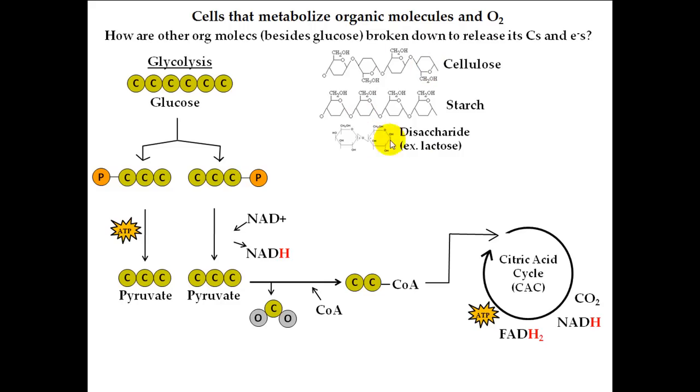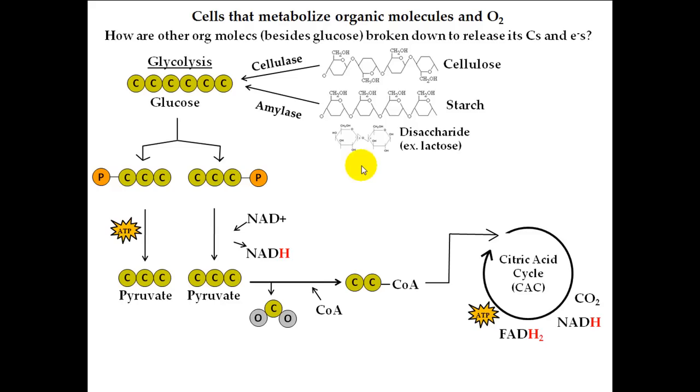So what we're saying here is that if a cell can metabolize organic things, it could also use things like this. In order to use things like cellulose and starch, though, each one of these glucoses has to be broken off of that bigger structure so that it can enter glycolysis. And there are enzymes that are responsible for doing that. To break down cellulose to release the individual glucose molecules, an enzyme called cellulase is required. To break down starch to produce individual glucose units, an enzyme called amylase is required.